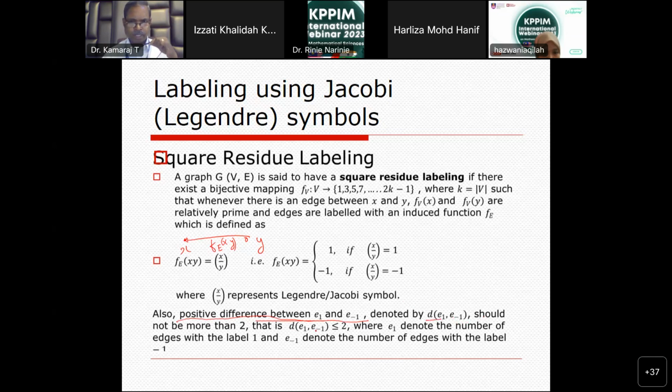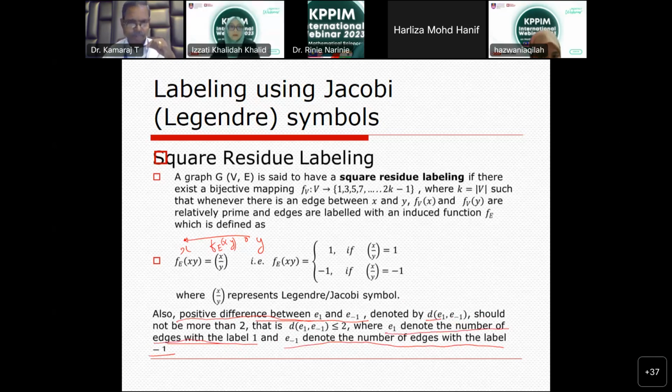What do E1 and E minus 1 stand for here? E1 denotes the number of edges with the label 1, and E minus 1 denotes the number of edges with the label minus 1. When you take the positive difference, that answer cannot be more than 2. It should be less than or equal to 2. If we label the vertices and edges with this condition, we call that labeling a square residue labeling, and the corresponding graph which admits such a labeling, we call a square residue graph.